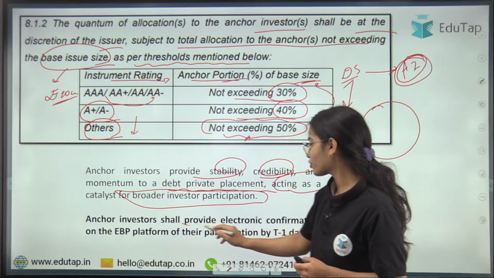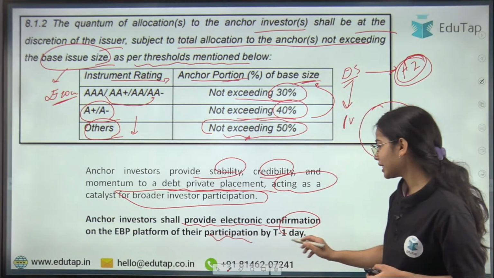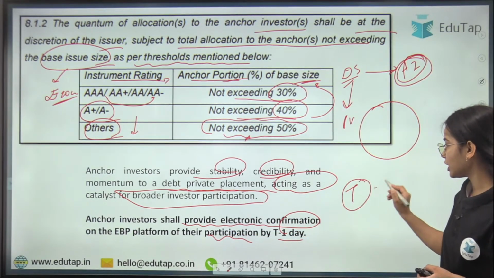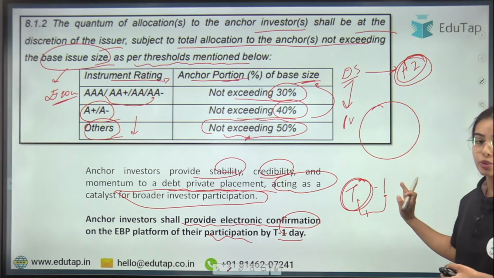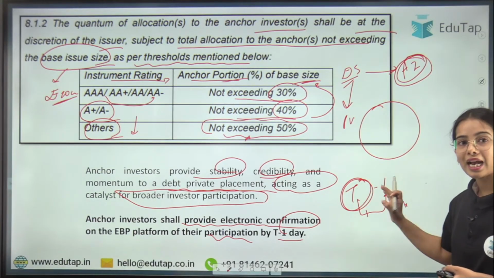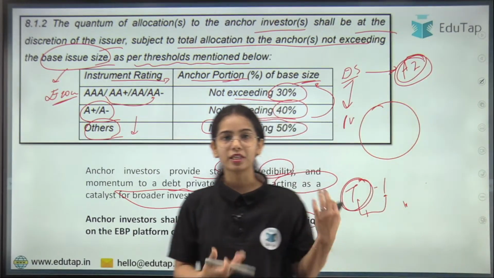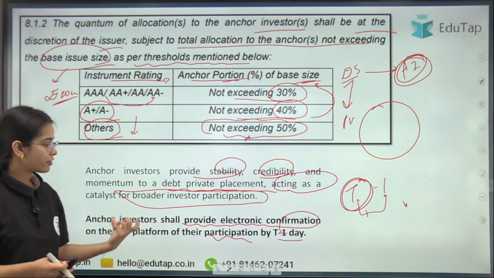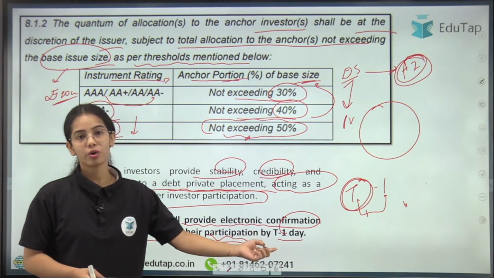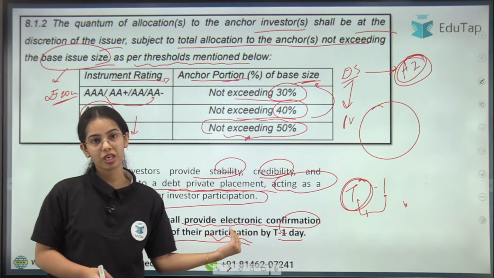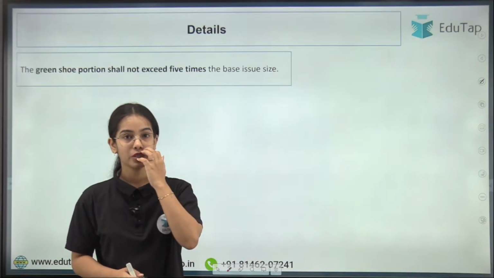Now, anchor investors shall provide electronic confirmation on the EBP platform of their participation by T-1 day, that is, before the issue. See, T-1 means T is the issue day. So, 1 day before the issue day, it has to be confirmed by the anchor investors whether they want to participate in the debt instrument or not. So, anchor investors shall provide electronic confirmation on the EBP platform by the T-1 day, that is, 1 day before the issue day. Okay. So, this is the idea.